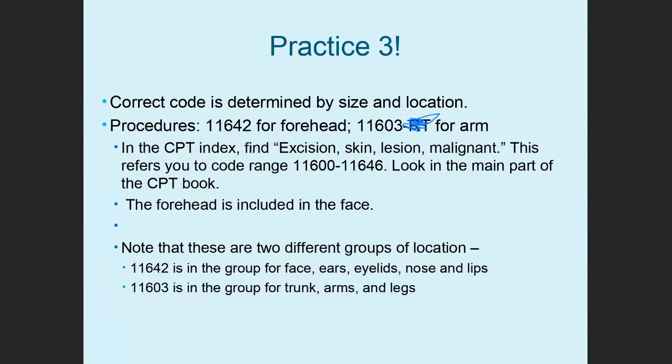So in the CPT Index, find excision, skin, lesion, malignant. This refers you to codes 11600 to 11646. Look at the main part of the CPT book. The forehead is included in the face. Okay, so 11642 is in the group for face, ears, eyelids, nose, and lips. 11603 is in the group for trunk, arms, and legs.